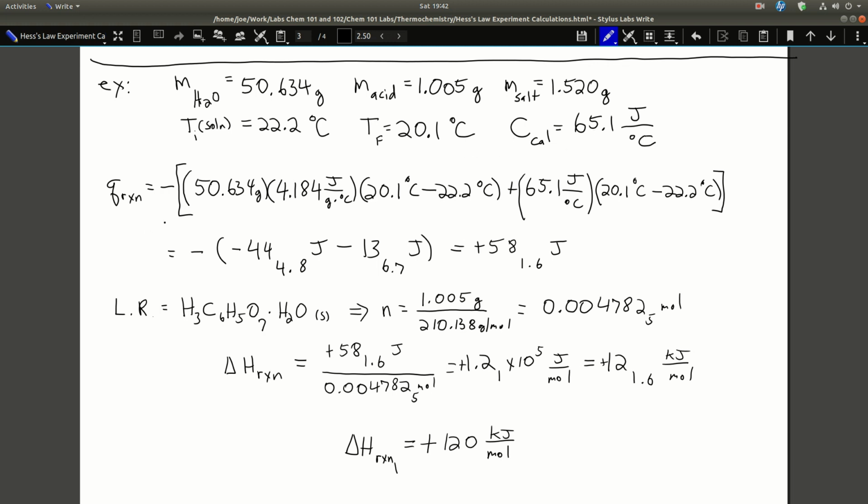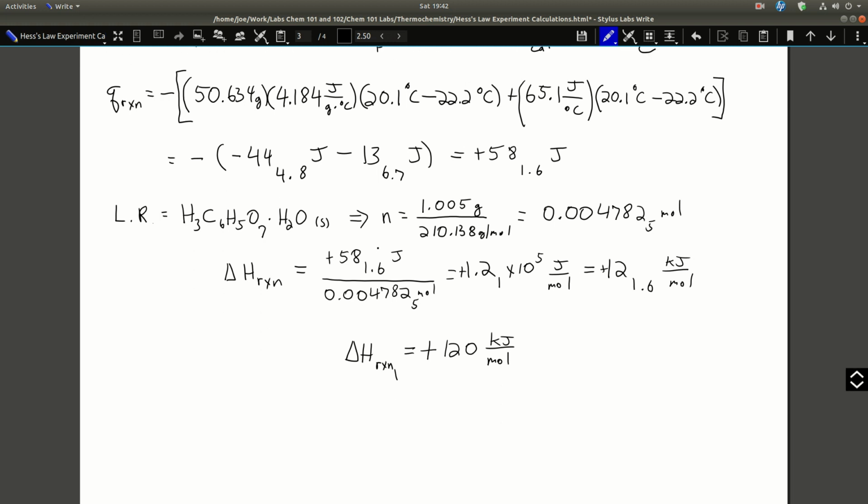So my Q of reaction is going to be negative Q of the water, m s delta T, plus Q of the calorimeter, C calorimeter delta T. When I plug those in, I get about a positive 580 joules for my Q of reaction. Again, for my numbers, the limiting reactant was the citric acid monohydrate. It's that many moles. Again, you find your own limiting reactant. It depends on your numbers. And whatever it is, that's what you use here.